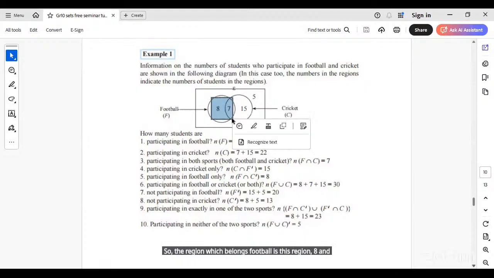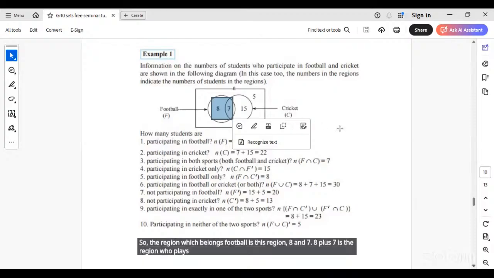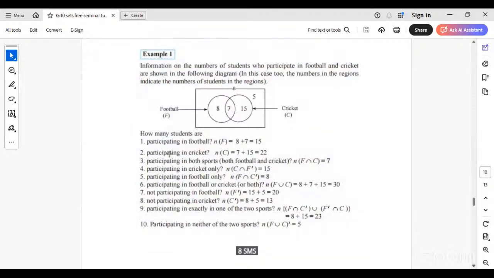8 plus 7 is the region who plays football. 8 plus 7 is 15. Then who are participating in cricket? So who does cricket? This one. 15 and 7, this region, both play cricket. 15 plus 7 is 22.